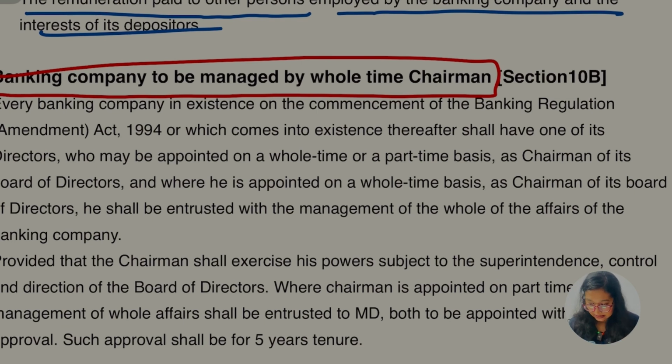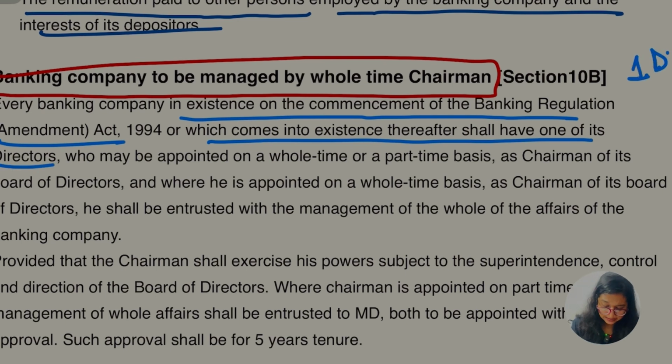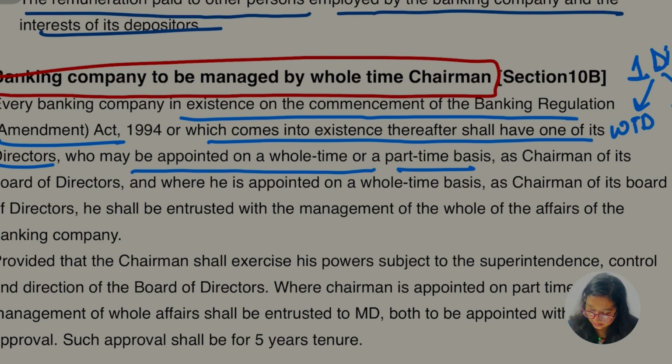So yes, let's read it in this section. Every banking company in existence on the commencement of the Banking Regulation Amendment Act 1994, or which comes into existence thereafter, shall have one of its directors. So at least they should have one director, who may be appointed on a full-time or part-time basis. So simply, they could be appointed as full-time director or part-time director. Is that clear?